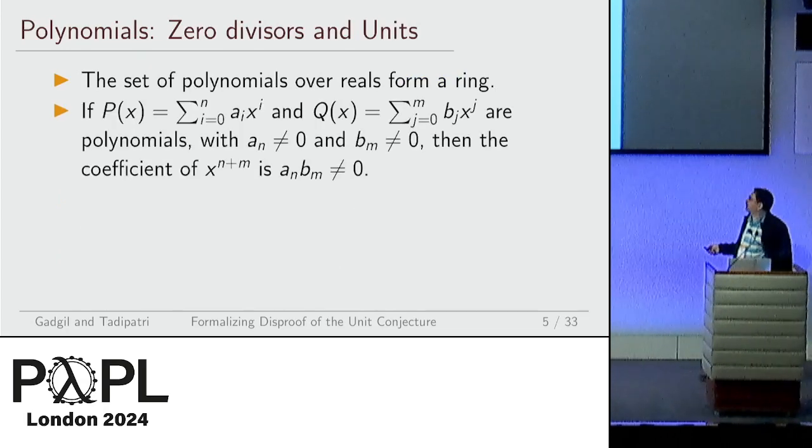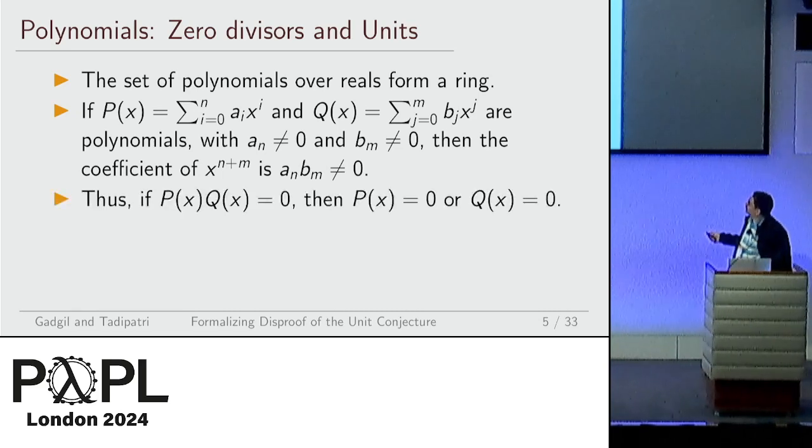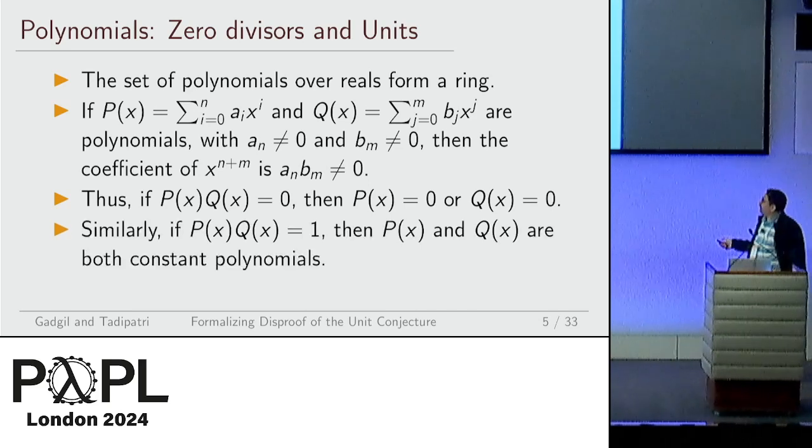Okay. An example which motivates a little better is polynomials. We can add and multiply them, they form a ring. And if you multiply two polynomials, the coefficient of the highest degree term is the product of the corresponding highest degree coefficients. So you can immediately conclude from this that if two polynomials multiply to 0, then one of them is 0. And if two polynomials multiply to 1, that is, they're a unit, then they both must be constants and non-zero constants.